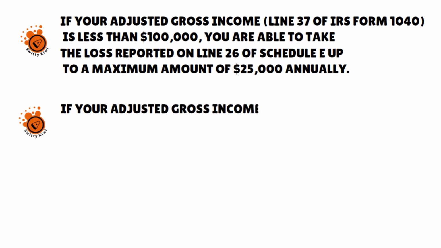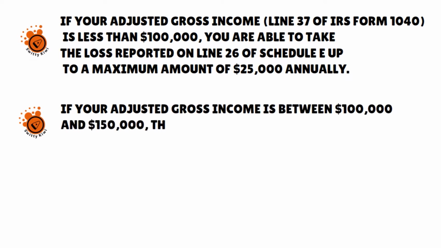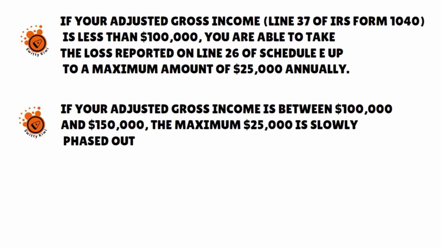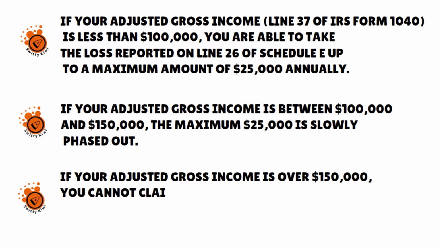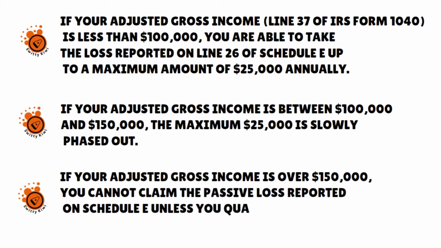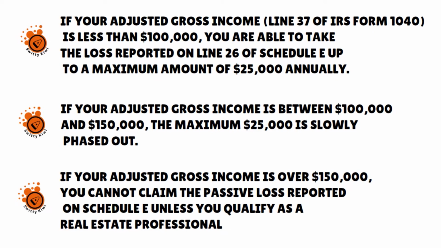If your AGI is between 100 grand and 150, the maximum $25,000 is slowly phased out. And if your adjusted gross income is above 150,000, you cannot claim the passive loss reported on Schedule E unless you're qualified as a real estate professional. Very important. This is very, very important, and I want you to understand this last point. If your adjusted gross income is higher than 150,000, you cannot claim your passive losses against your other income unless you are a real estate professional.